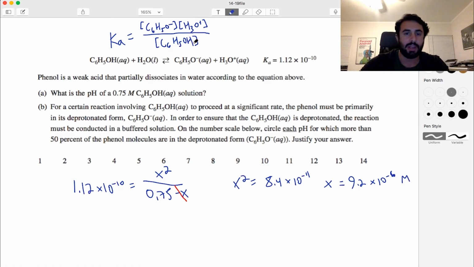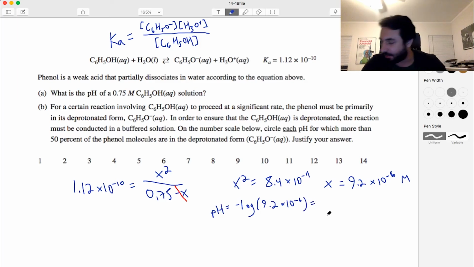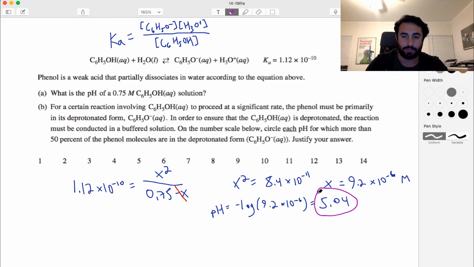Molar, we'll call it. And so that is the hydronium concentration, right? We said that x is equal to both phenoxide and hydronium concentrations. So in order to get the pH, all we need to do is take the negative log of the hydronium concentration. And that turns out to be 5.04. So that is the pH.